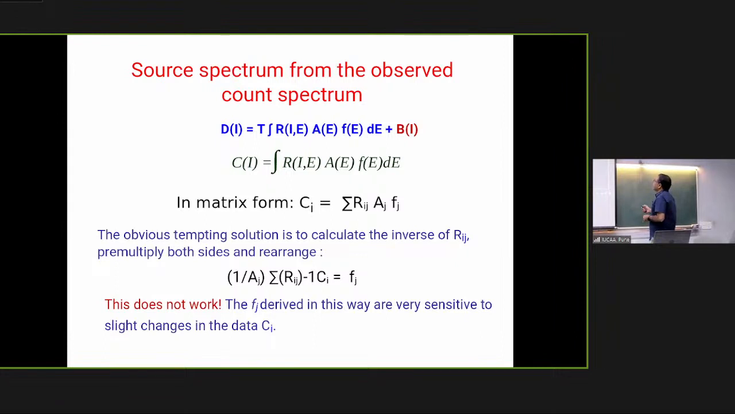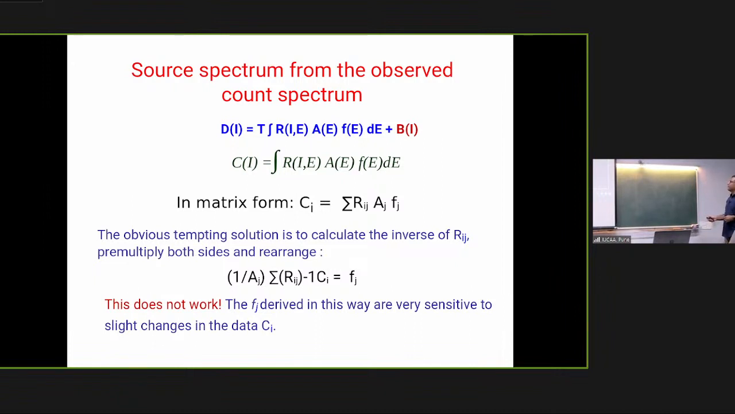Okay, so once we have the background, once we know the instrument response, the matrix, the area, etc., then how do we infer this? The flux spectrum. This is the ultimate aim of X-ray spectroscopy. Then obviously, naturally, you will try to solve this.